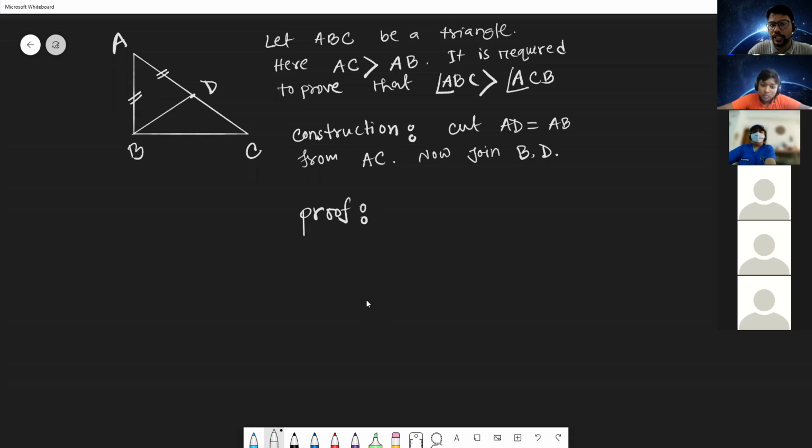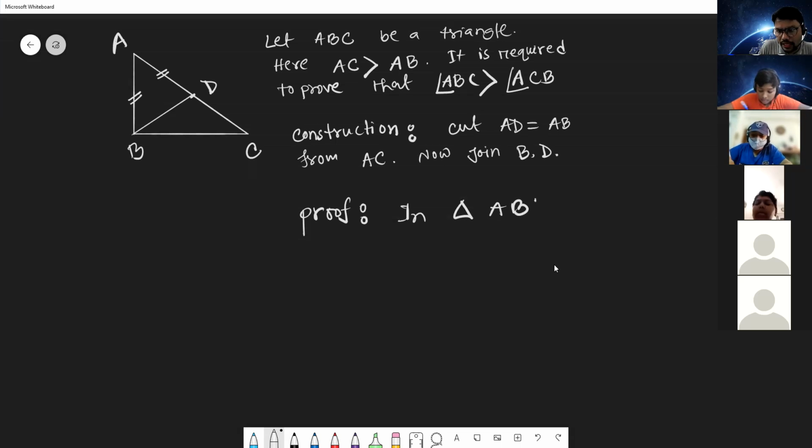ABD is an isosceles triangle because its two sides are equal. When two sides are equal, two angles must be the same. In triangle ABD, two sides, AB equals AD, so we can write here ADB.